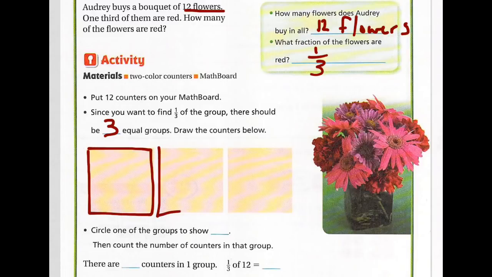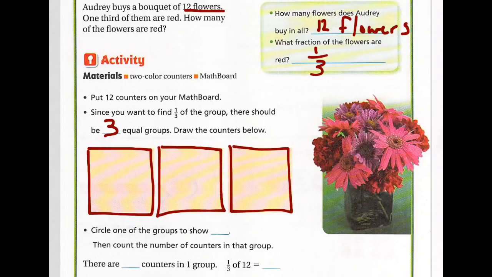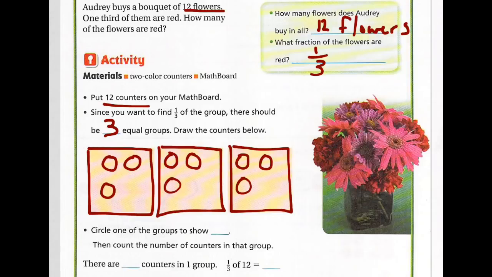So here's one of the 3 groups, 2 of the 3 groups, 3 of the 3 groups. Okay, and there are 12 counters because there are 12 flowers. We're going to pass them out equally until we get up to 12. So 1, 1, and 1, that'd be 3. 2, 2, and 2 would be 6. 3, 3, and 3 would be 7, 8, 9. 4, 4, and 4 would be 10, 11, 12.